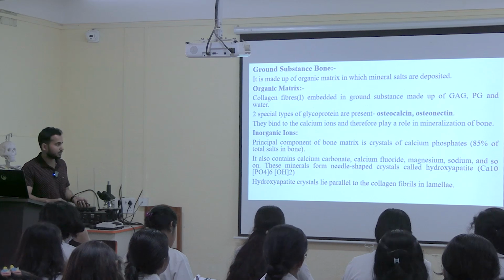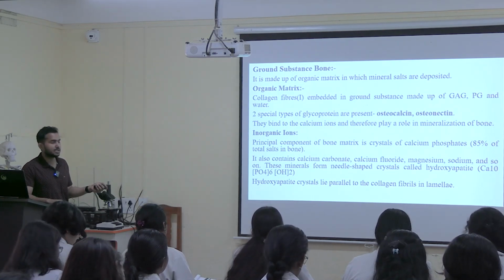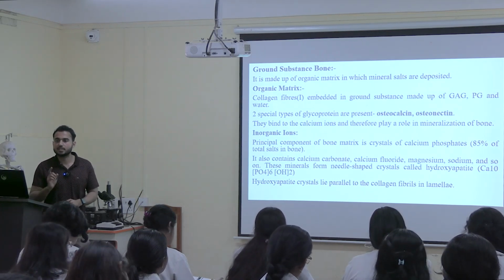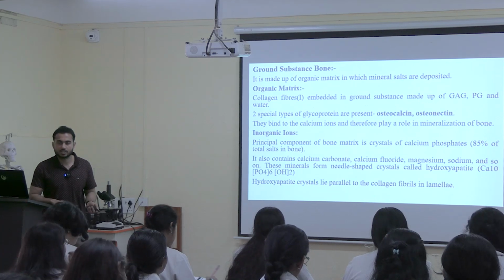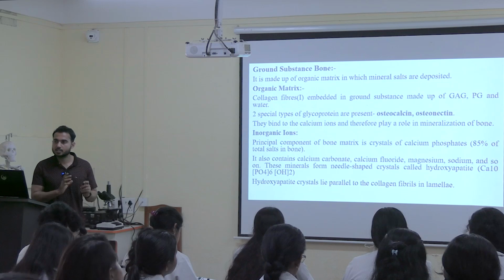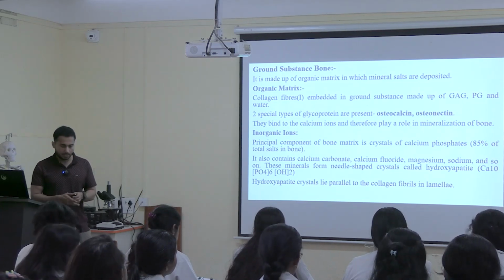Next part is very important. These minerals form a needle-shaped crystal. Now these minerals which are present together will form a needle-shaped crystal. What is the name of the crystal? Hydroxyapatite crystal. Okay, a needle-shaped crystal is formed and that is called the hydroxyapatite crystal.